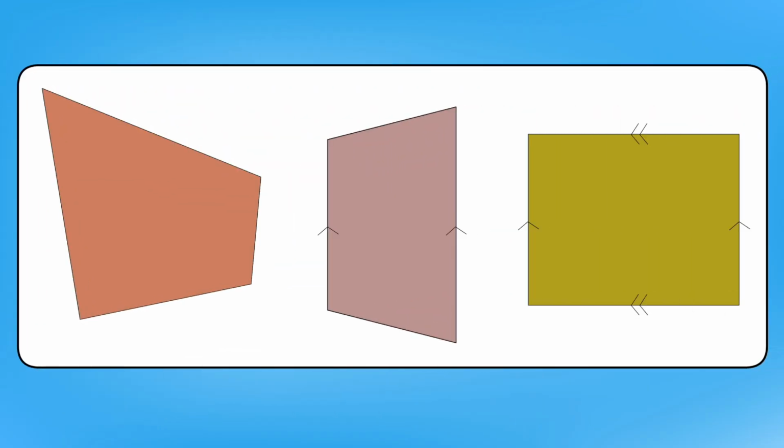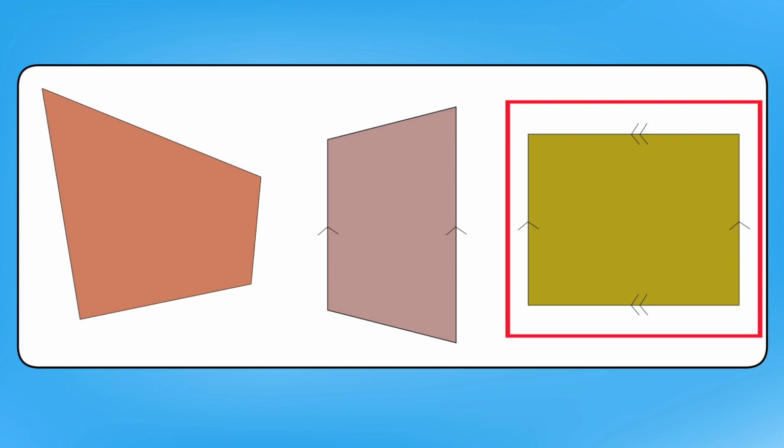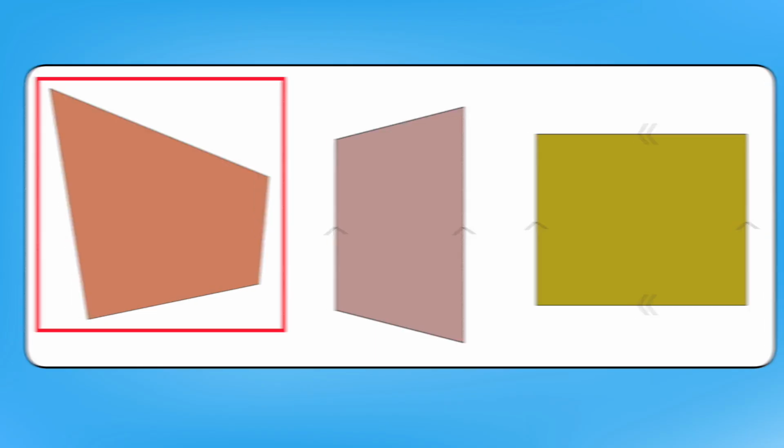Which of these quadrilaterals is a trapezoid? This one in the middle, because it has one set of parallel sides. But this one on the right has 2 sets of parallel sides, so it also meets the criteria for a trapezoid. If a trapezoid has 2 sets of parallel sides, what else can we call it? It can also be called a parallelogram, since it fits the definition of both. This one on the left can't be called a trapezoid, though. It doesn't have any parallel sides.